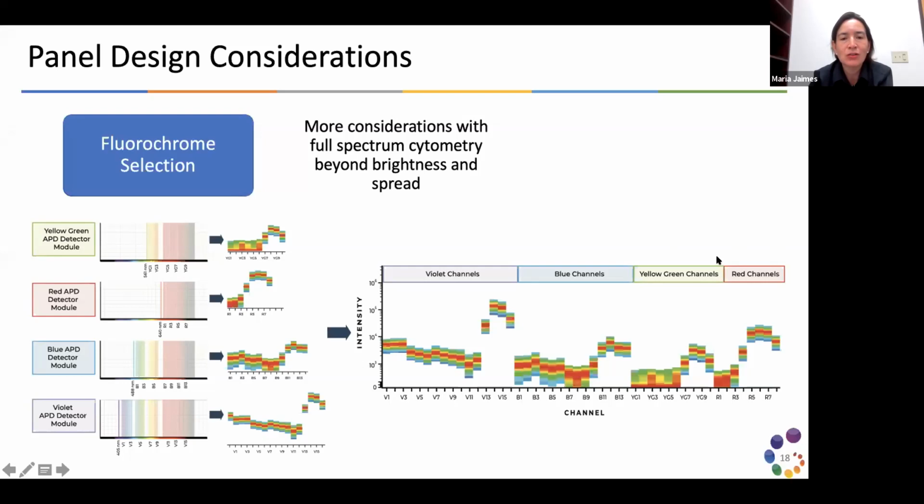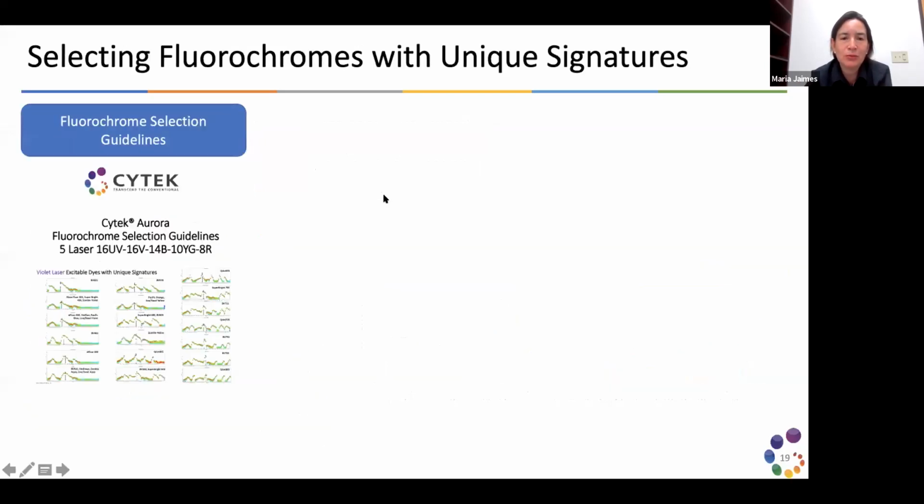panel design. So over the years, and because we are really strong at education and making sure that flow cytometrists have as much information as possible to make sound decisions, we have developed multiple tools to allow you to better understand the fluorochromes and to assess fluorochrome compatibility. So I'm going to walk you very quickly through the resources that we have developed historically, the tools that we have developed. So first, we came with our fluorochrome selection guidelines.